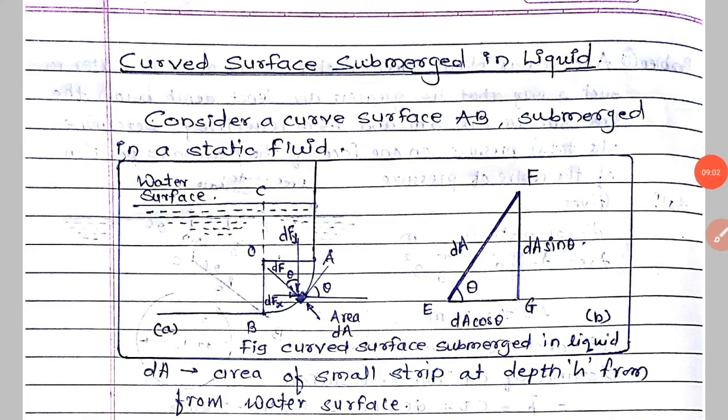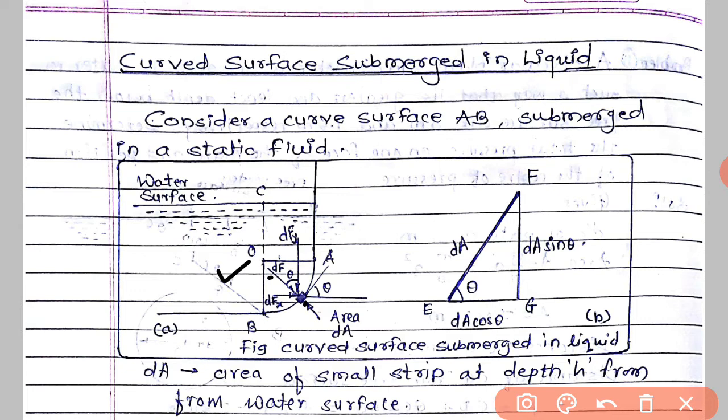So see diagram once again. What we have done here, consider a small strip of area dA on curved surface. What we have to do, we have to obtain force acting on the strip. So force acting on the strip, this dF, will be equal to pressure intensity into area of that strip. Pressure intensity P is equal to rho gh, and area will be dA. So dF is equal to rho gh into dA.